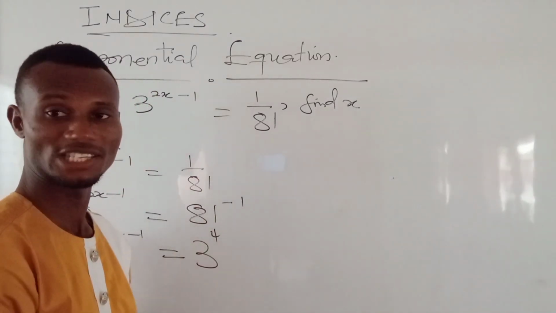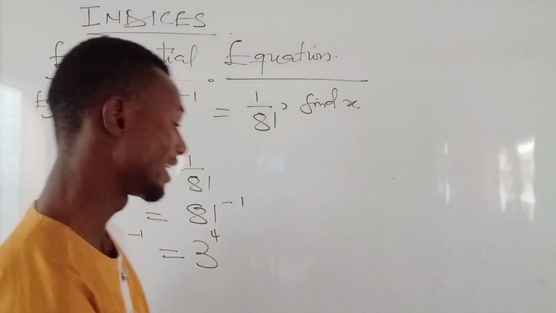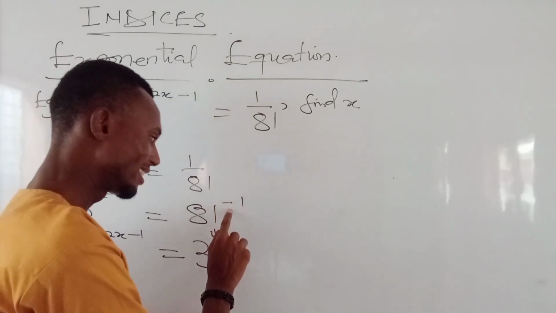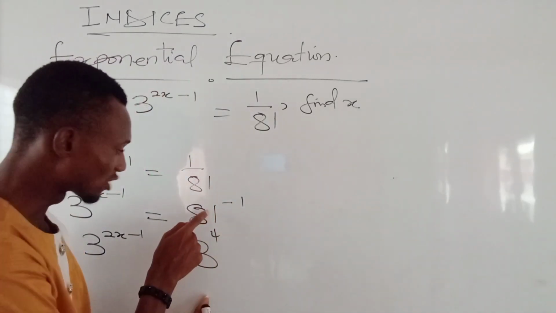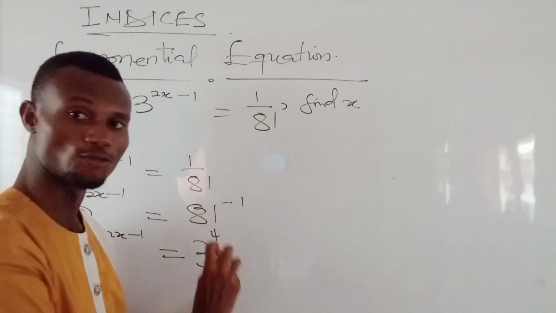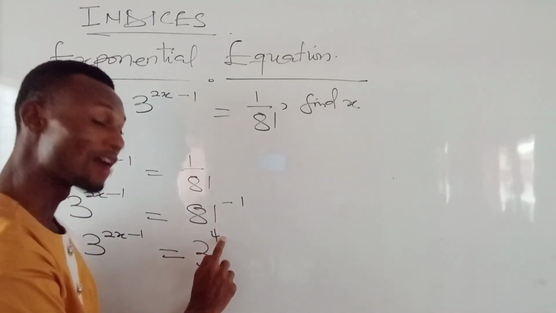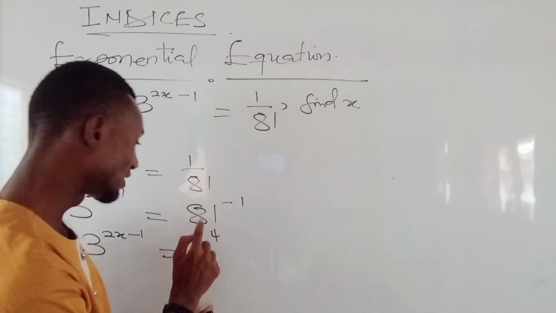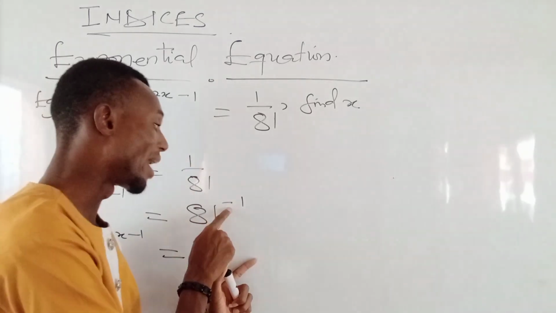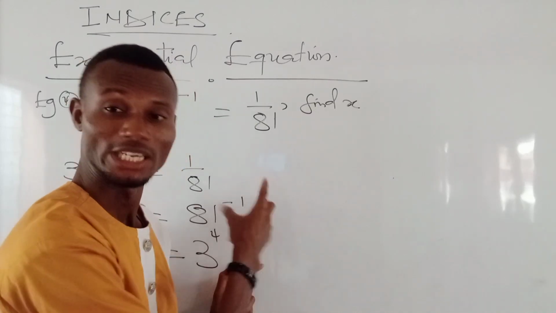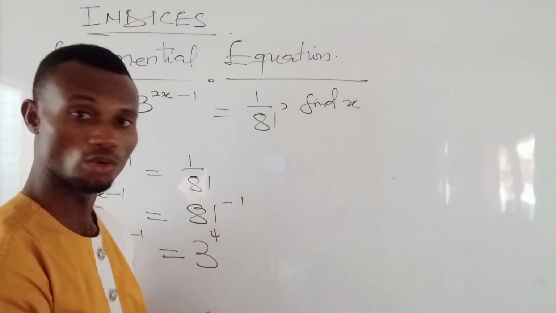Students make those mistakes a lot. They will discard this -1 away, and that is wrong. Please, it is only the 81 that you've written as 3 to the power 4. So the power -1, which is there, you need to bring it. How will you bring it?